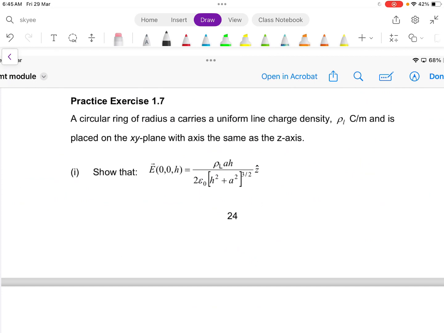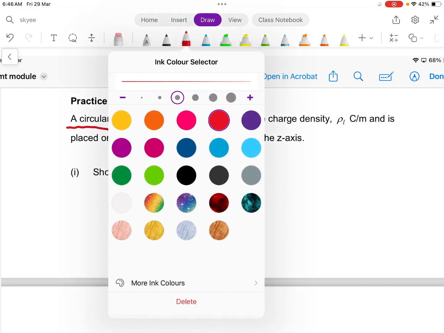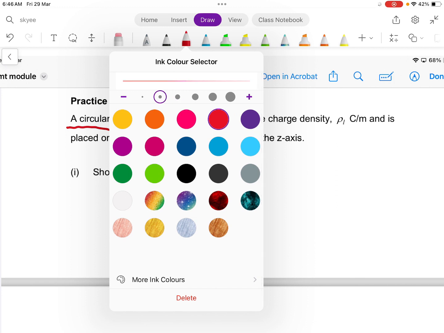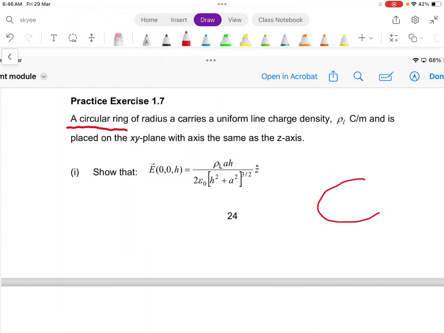Alright, coming up next is practice exercise 1.7. Now you have a circular ring. So what is a circular ring? We have a circular ring. This is the ring of radius A. The radius is A.